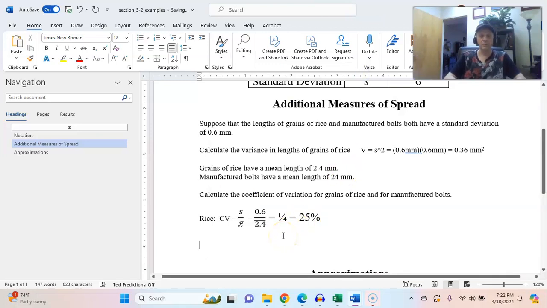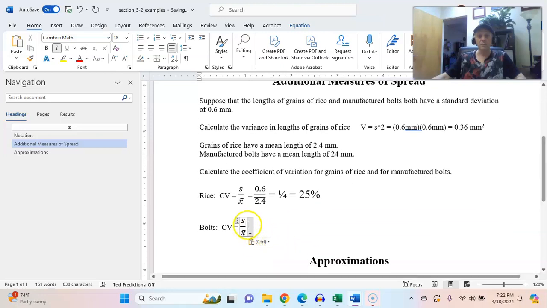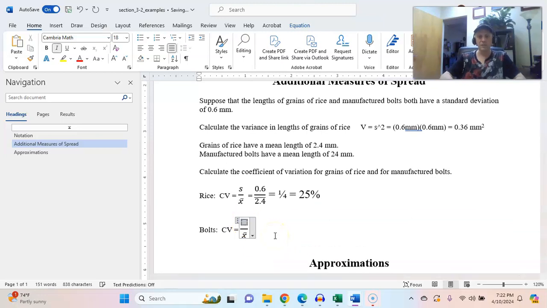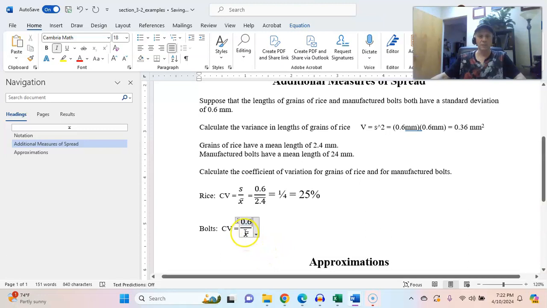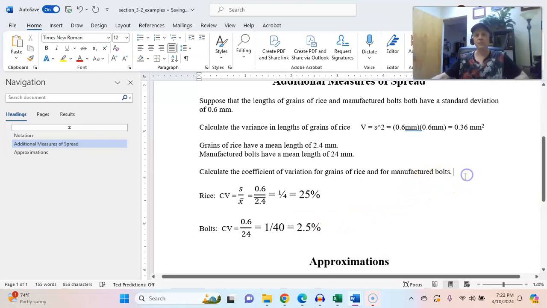If we repeat this calculation for the manufactured bolts, the coefficient of variation, the standard deviation is 0.6 again, but in this case, the mean is 10 times longer. It's 24 millimeters. And therefore, the coefficient of variation will be 10 times smaller. It will be 1/40th, or 2.5%. So these bolts only vary within plus or minus 2.5% of their own length.